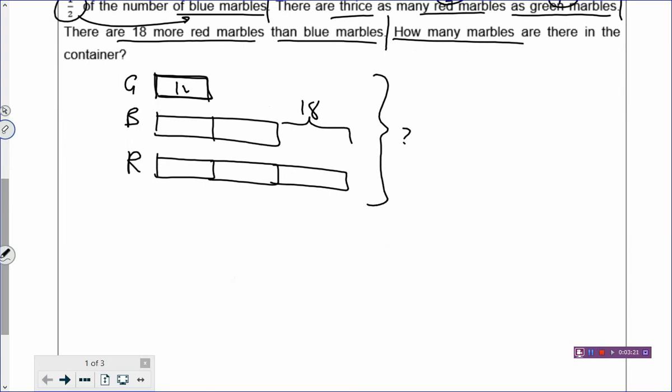So every box is equal, so you call every box 1 unit. So you have 1 unit, and now you can start writing your unitary statements. 1 unit is 18, so they are all together how many boxes? So you have 1, 2, 3, 4, 5, 6. So 6 units, so how many marbles will be in the container? So 18 times 6, and you will get 108 marbles in the container.